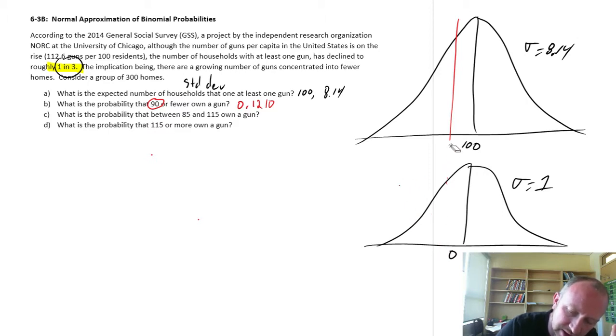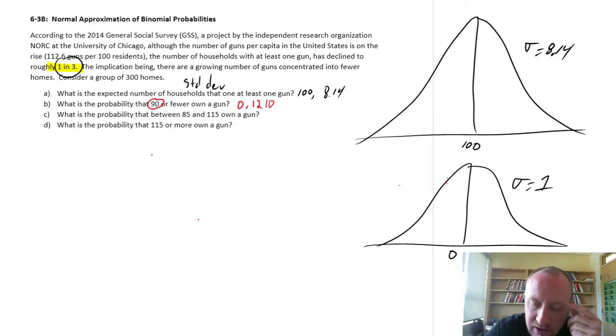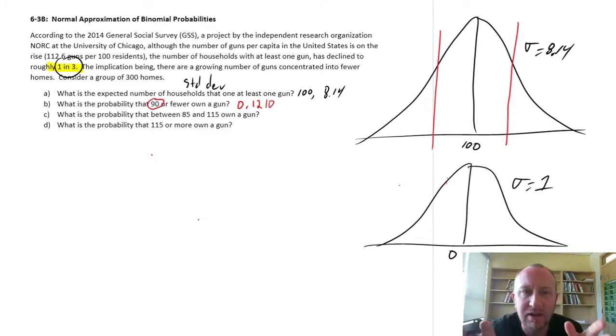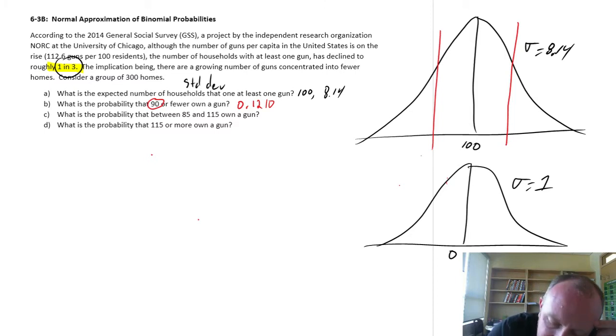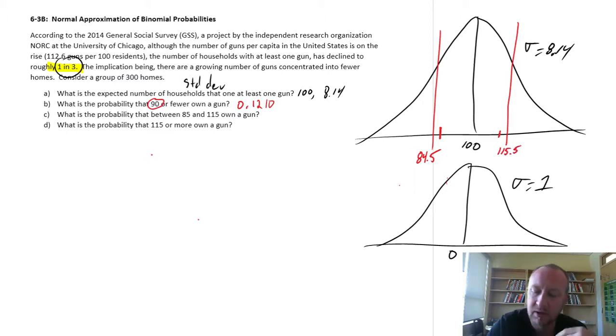So now I'm looking at between 85 and 115. Again, I want to include those endpoints, 85 and 115. So I'm going to include a correction factor here. This will be 84.5 because I want to include 85, and 115, well, I want to include 115, so I'm going to correct this up to 115.5. And now I want to figure out the probability, the area under the curve between those two values.